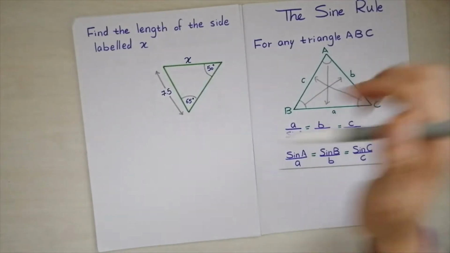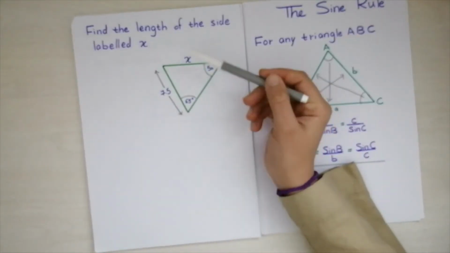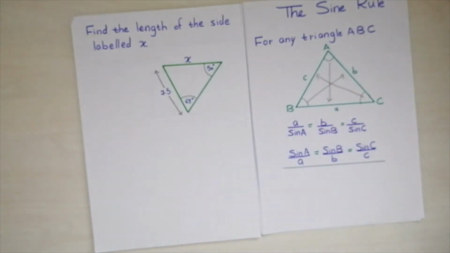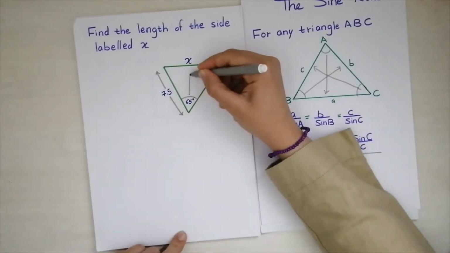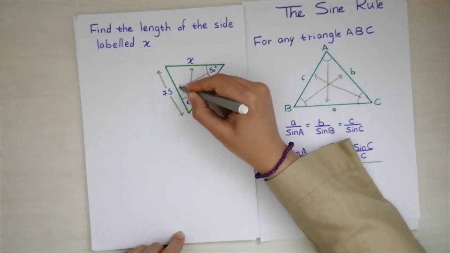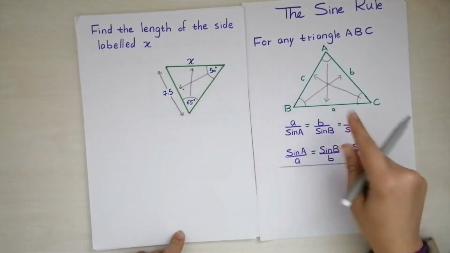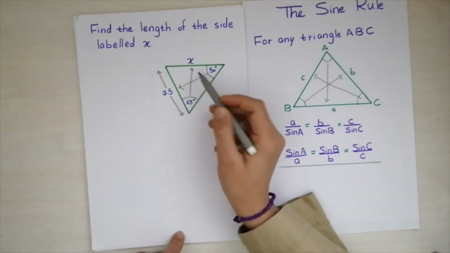We have this question. Find the length of the side labeled x. We have a triangle and we have a missing side. Let us see what we have in the triangle. We have the angle 65 that is opposite to the side x, and we have the angle 50 that is opposite to the side 7.5. This means that we can use this form of the sine rule. Angle opposite side and angle opposite side.